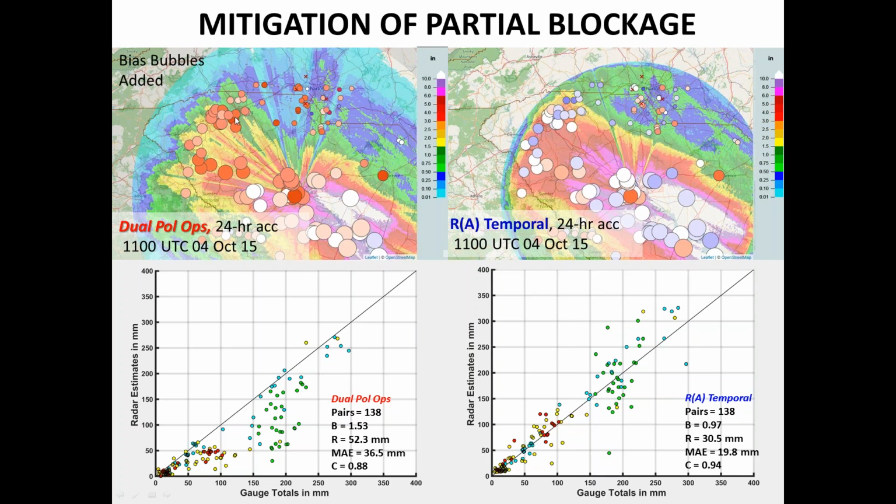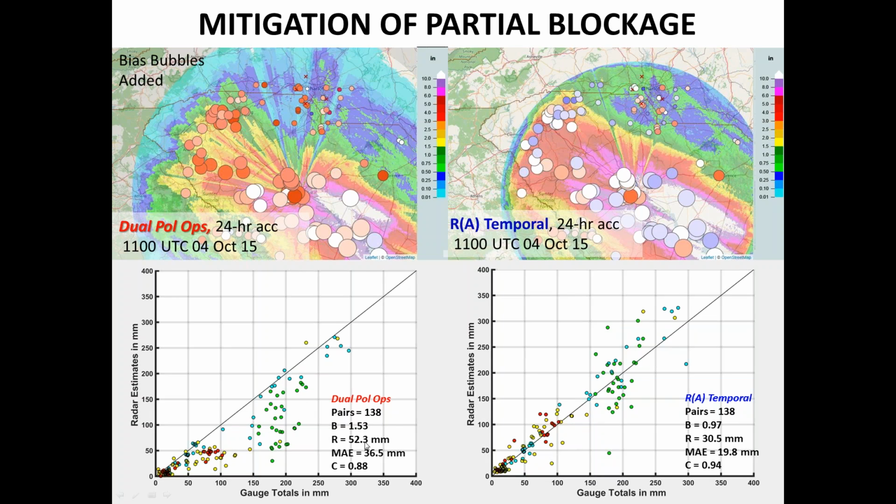Generally the warm colors reflect underestimates and the cool colors reflect overestimates. What you see in this blockage area is a lot of underestimates for the dual pol data because of the partial blockage. And while there are some overestimates with the R sub A data, overall the performance is quite a bit better. You can just tell by looking at the scatter plots below these QPEs. On the right is the R sub A scatter plots versus gauge totals. On the left here is the dual pol, and you can see a lot of the underestimates there.